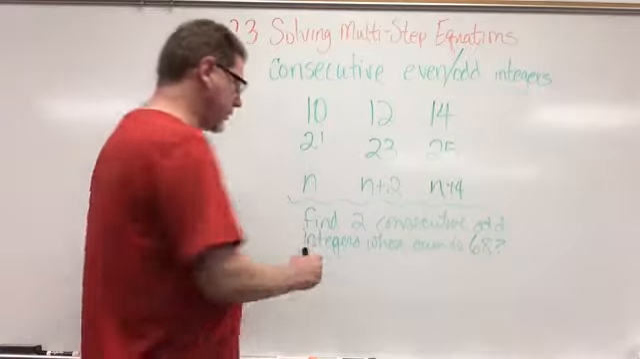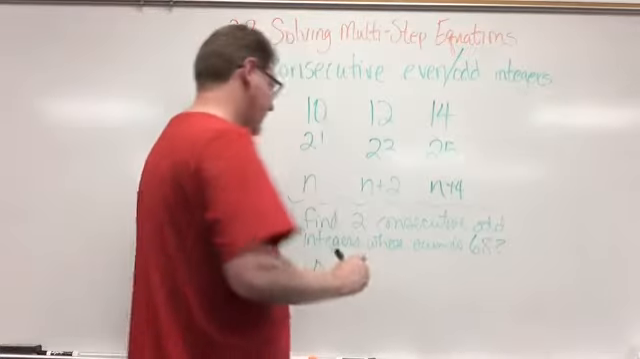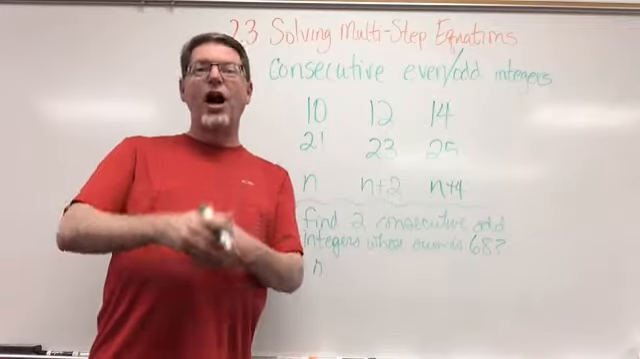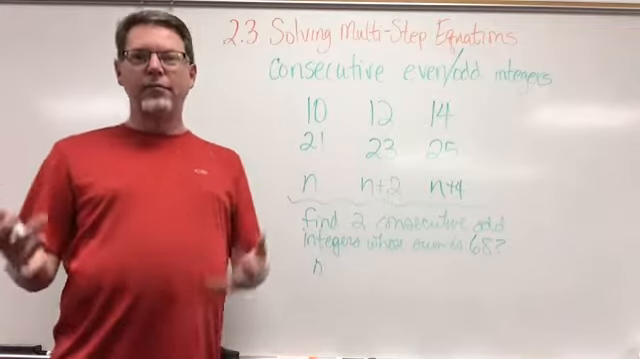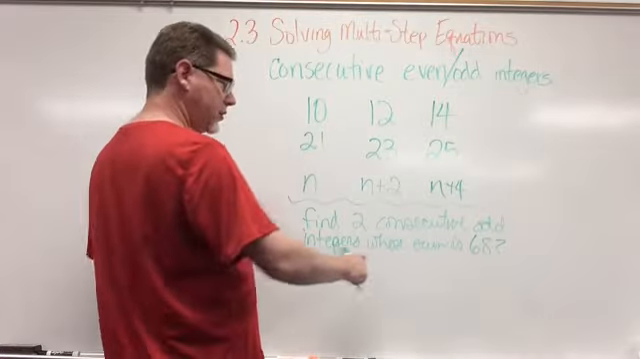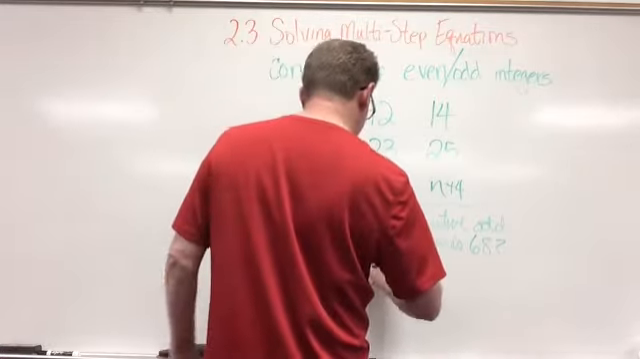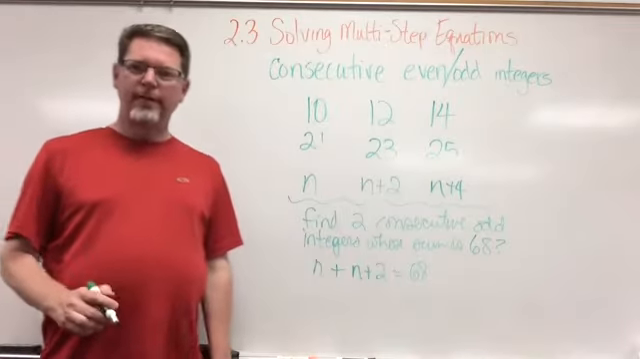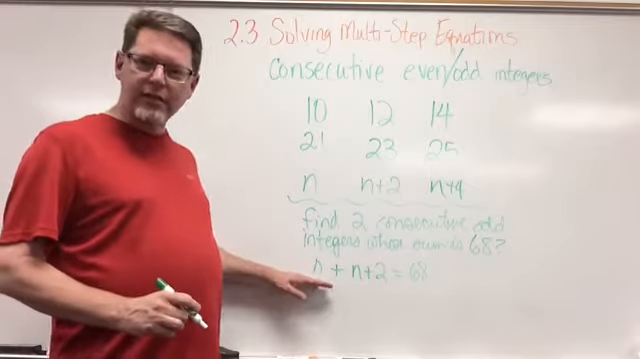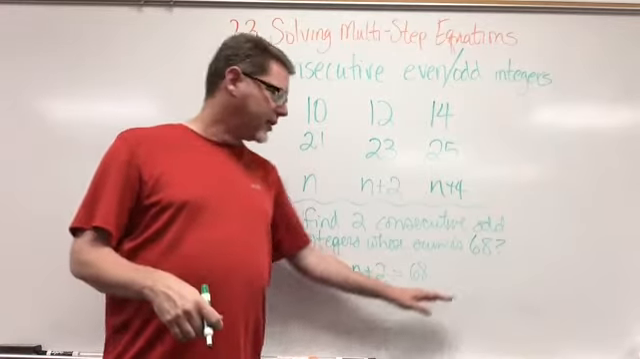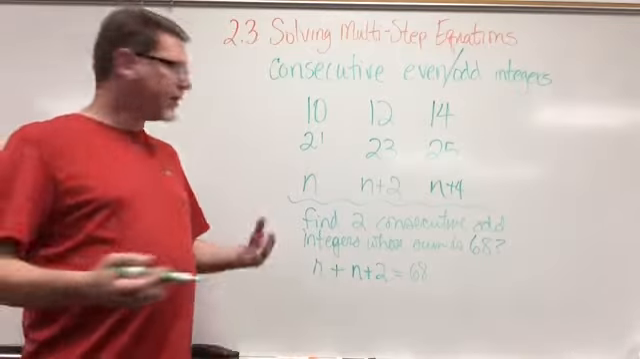Well, the first one we know is going to be n. And the second one, because they're consecutive odd integers, is going to be n plus 2. So I'm going to add these because it says find whose sum, so I've got to add n plus n plus 2, and we know it's going to equal 68. Okay? The first integer is n. The second odd integer is going to be n plus 2, and the sum of them is going to be 68. So let's combine like terms.